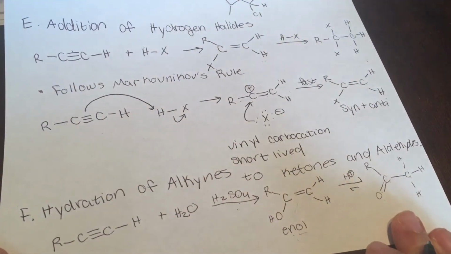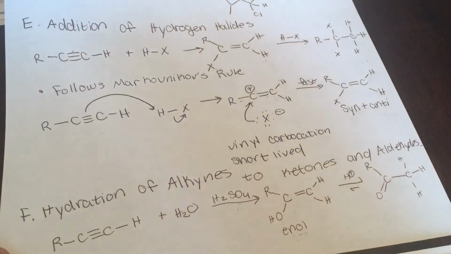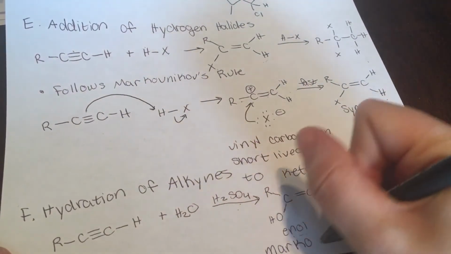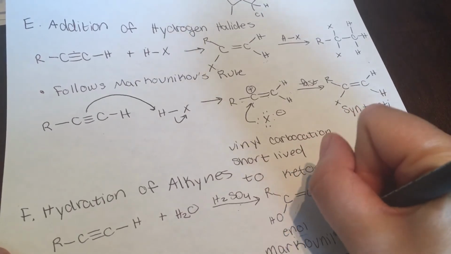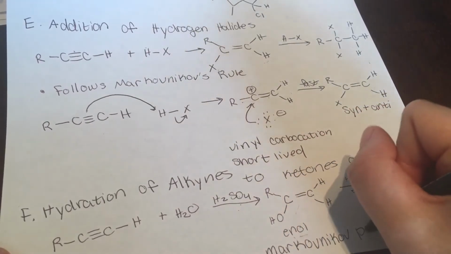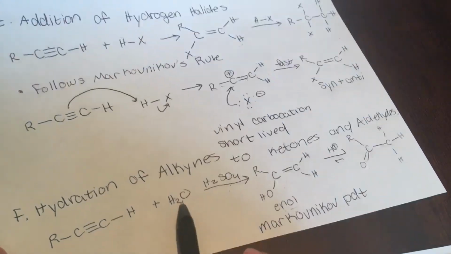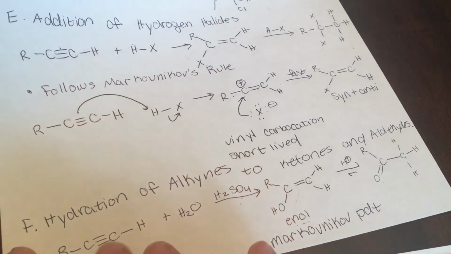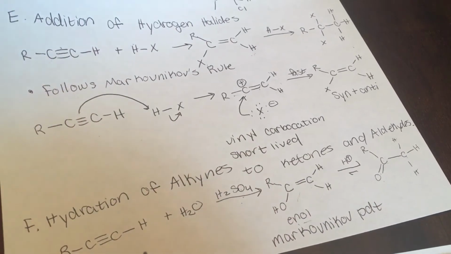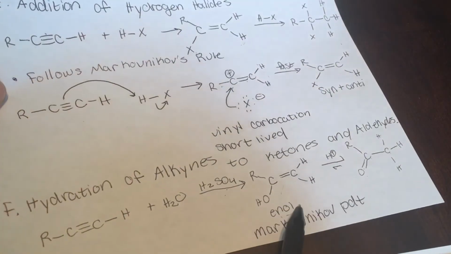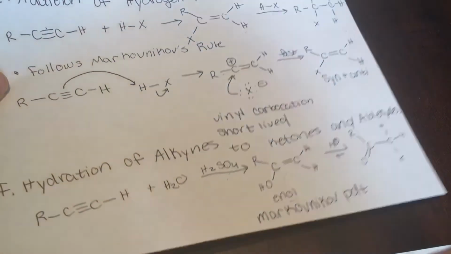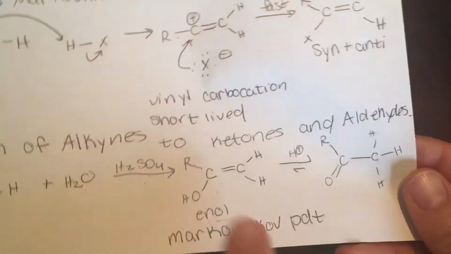And I'm going to show you guys how this actually works. I'm also going to specify that this is our Markovnikov addition product. This is our Markovnikov reaction when we learned it with double bonds. So this still is going to follow Markovnikov's rule, adding the alcohol to the more substituted carbon. But now I'm going to show you guys the mechanism for this tautomerization.